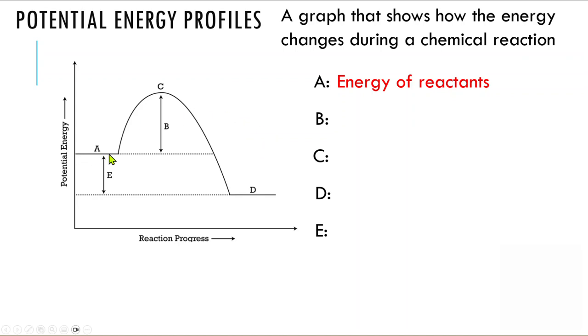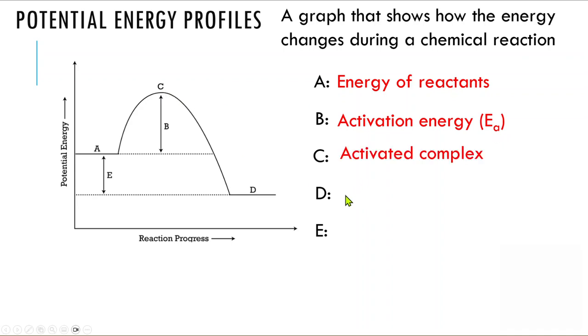So if A is the energy of my reactants, as we add energy, the energy goes up, it goes up, it goes up. Once it gets to a certain point, once you've added enough energy, boom, the reaction can happen. So this region of the graph labeled B is the activation energy. And the symbol for activation energy is a capital E with a subscripted A.